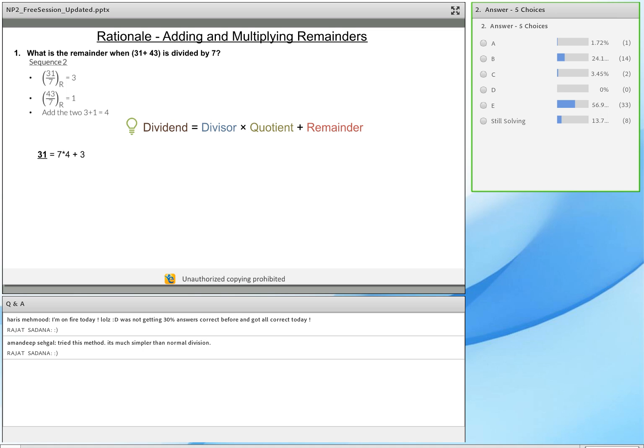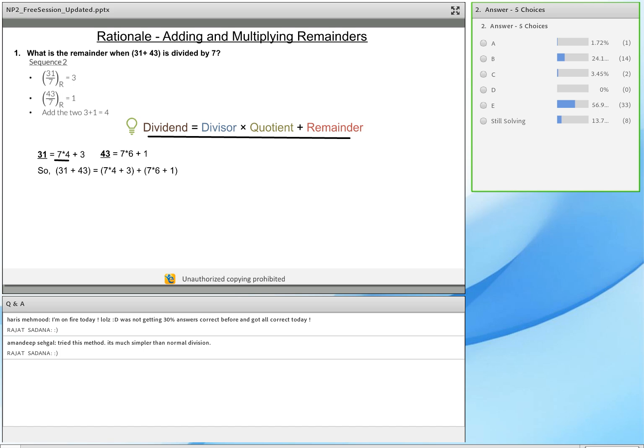31 can be written as 7 times 4 plus 3. Why do we write it in terms of 7 times 4? Because we're dividing it by 7. If we were dividing it by 5, we would write it as 5 times 6 plus 1. And 43 can be written as 7 times 6 plus 1. Again, we are using the same equation over here.